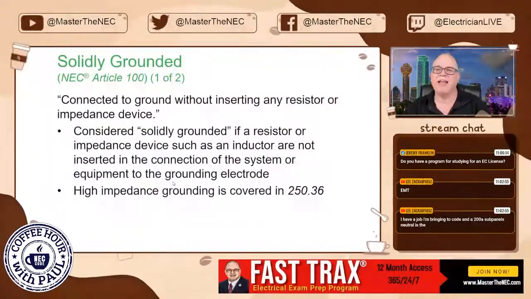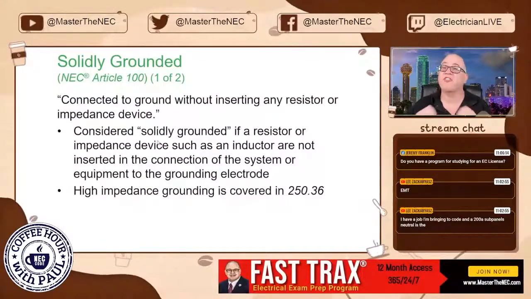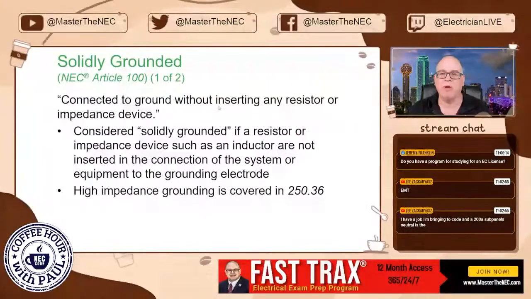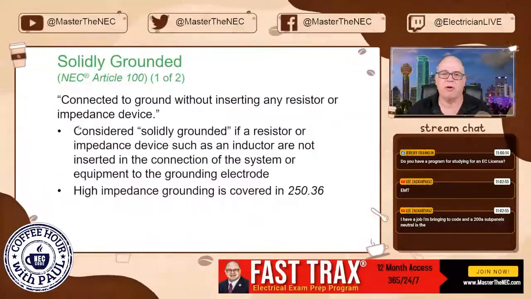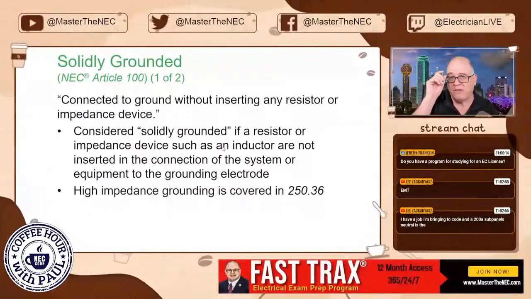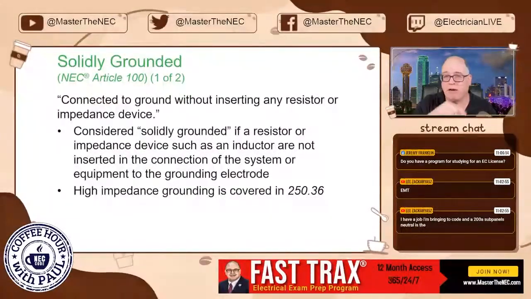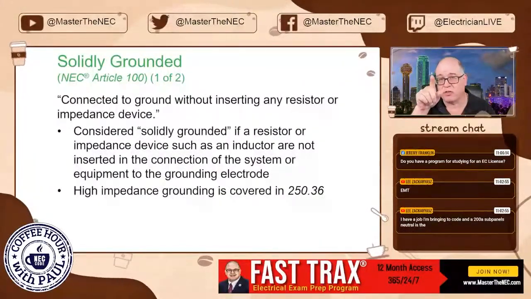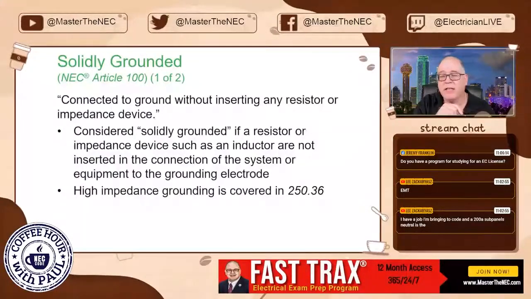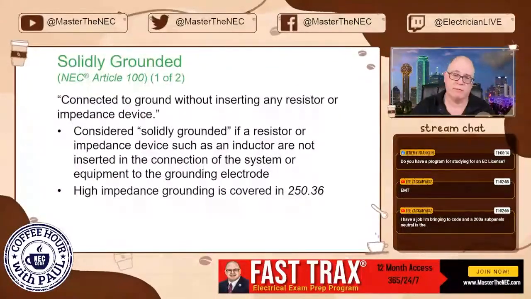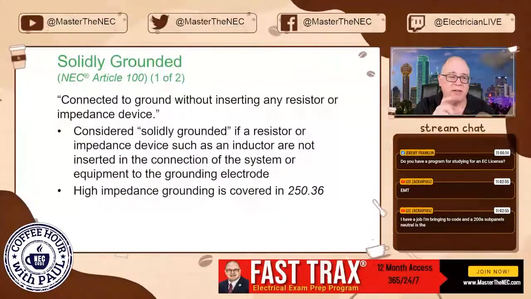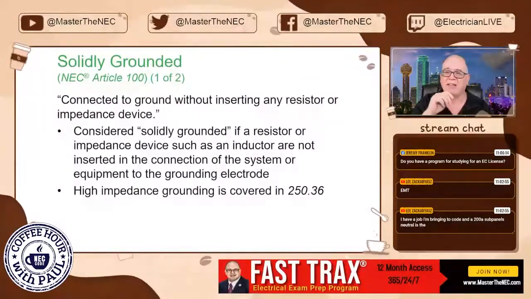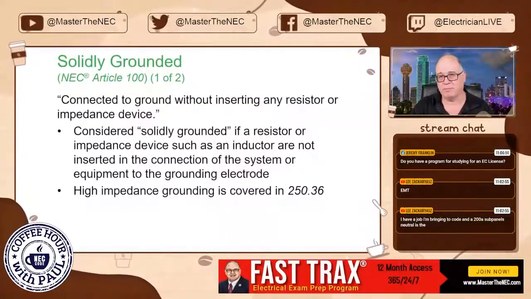Solidly grounded. What does that mean? When something is solidly grounded, it is a physical connection. It's connected to ground without inserting any resistor or impedance device. So if I go from my service panel down to a ground rod, that connection, straight from the panel's grounded conductor terminal bus down to the electrode, would be solidly grounded. I'm not inserting any resistor or impedance device in there. That is a solidly grounded connection.